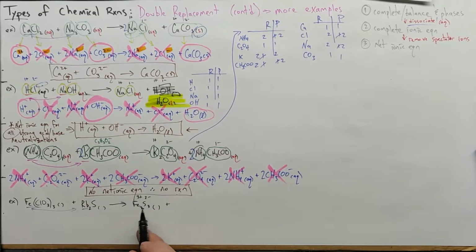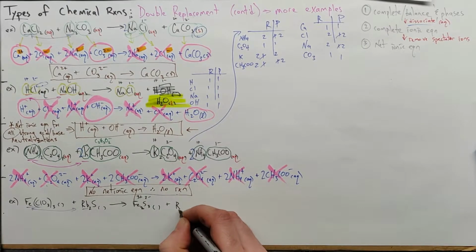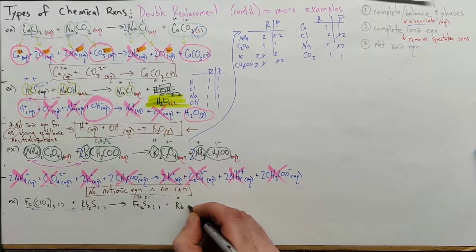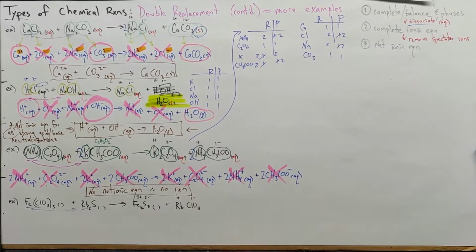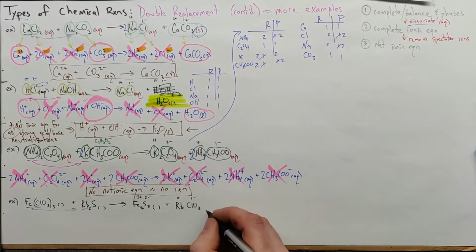Okay? Iron sulfide is iron pyrite very often, which is fool's gold. So it's often found near actual gold deposits. Rubidium now goes with that chlorate. Rubidium is a 1+. Chlorate is a 1-, and so that is okay as written. We'll put our parenthesis right there. We do need to balance it.